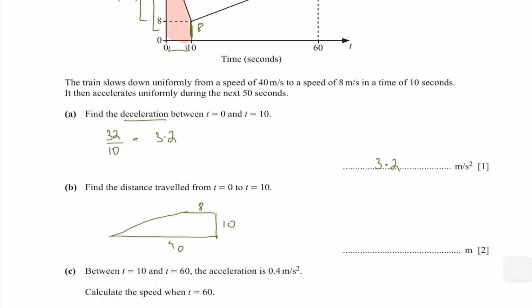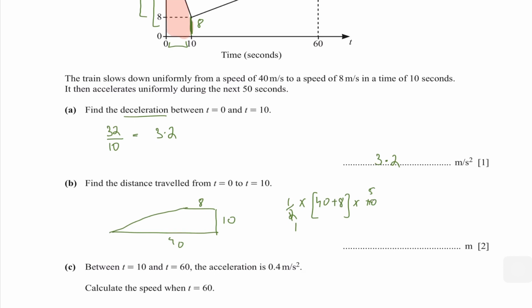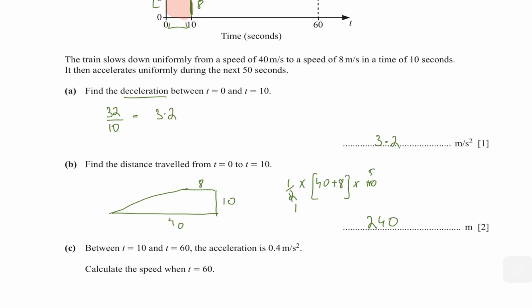So I just have to work out the area of this trapezium, for which I'll use the formula half into sum of parallel lengths. That means 40 plus 8 multiplied by height, which means 10. So 2 ones are 2, 2 fives are 10. Where was I? Yeah, 40 plus 8 is 48. 48 times 5 is 240.